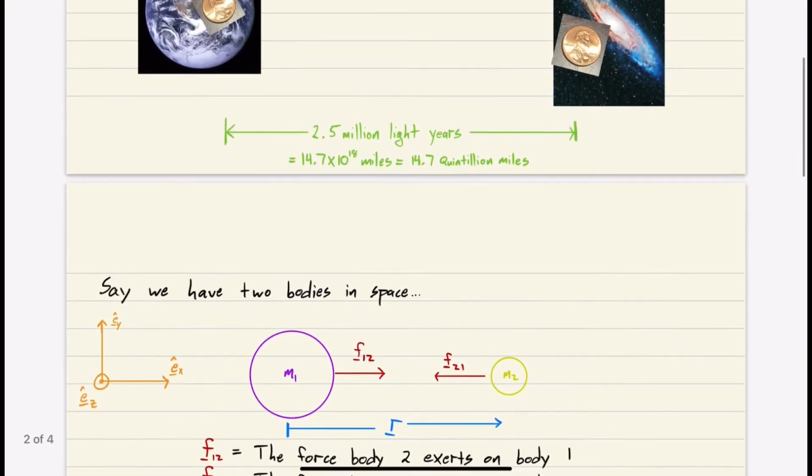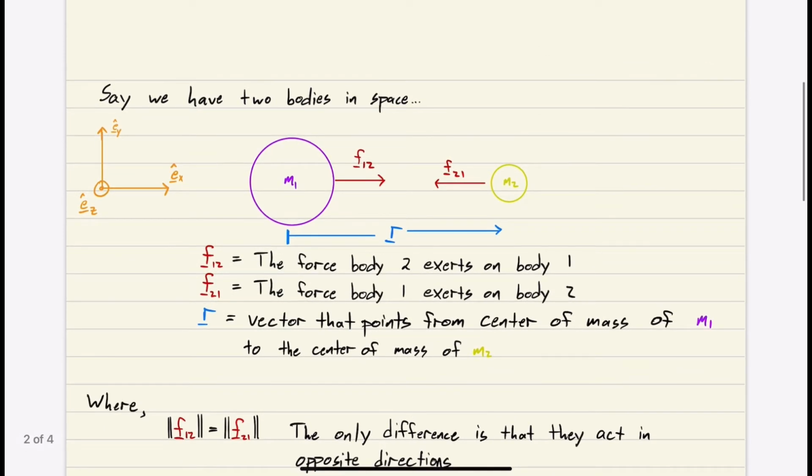So let's talk about what this force is. Say we have two bodies in space. We have M1 and we have M2. We have our reference frame set up such that EX points from M1 to M2. EX is the unit vector that points from M1 to M2. R is the vector that points from the center of mass of M1 to the center of mass of M2. The way I have it drawn here could be a little misleading. I just didn't want a bunch of overlapping lines. It really should be like this, pointing from the center of mass of M1 to the center of mass of M2, but just pretend.